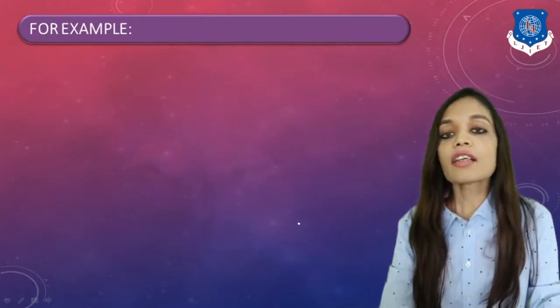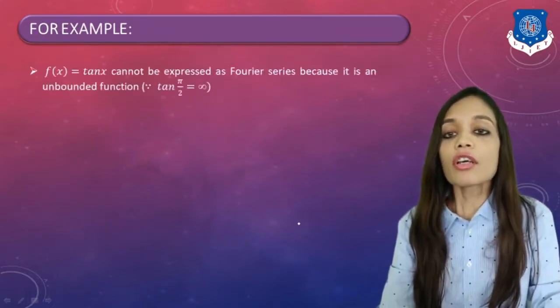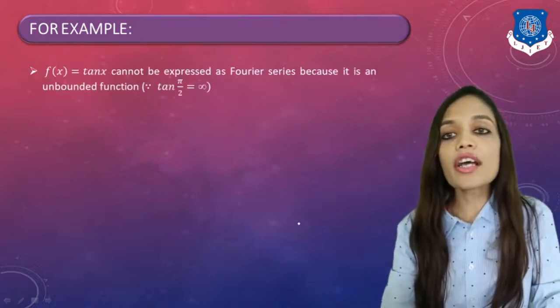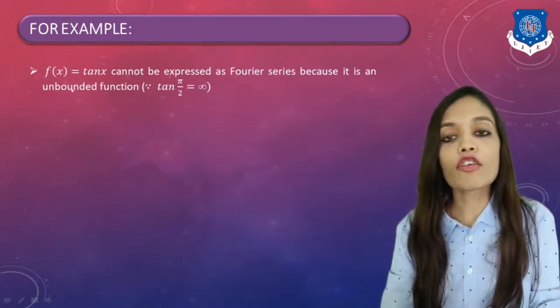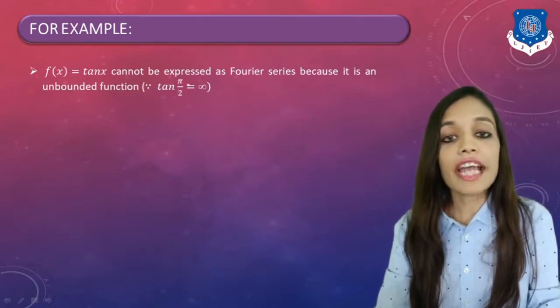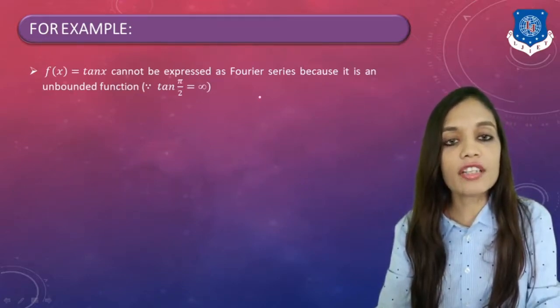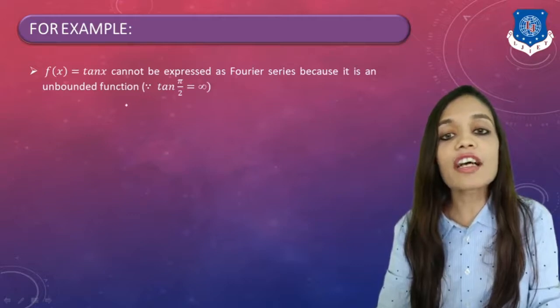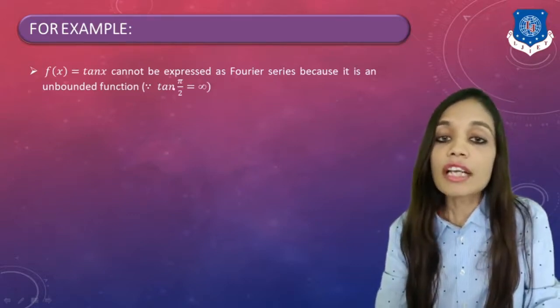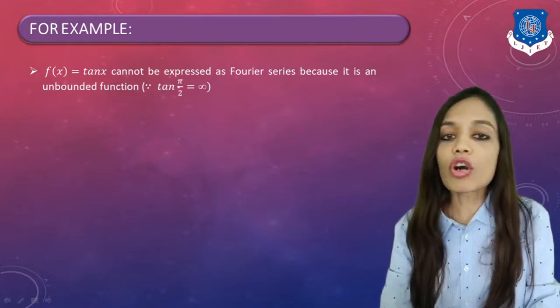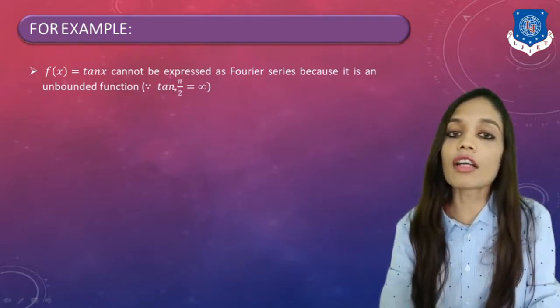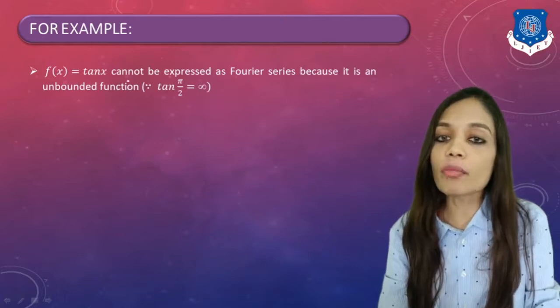Now let's see examples of functions which satisfy or do not satisfy the Dirichlet conditions. A function f of x equal to tan x cannot be expressed as a Fourier series because it is unbounded. Because tan pi by 2, we all know, is infinity. So our function tan x is unbounded. Therefore it cannot be expressed as a Fourier series.